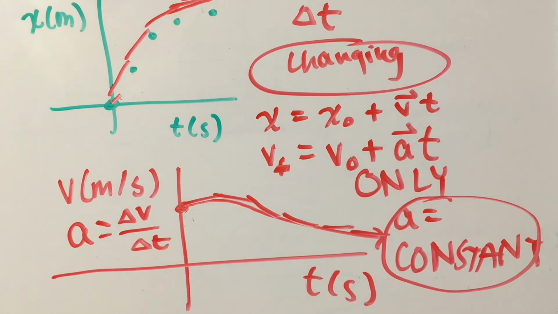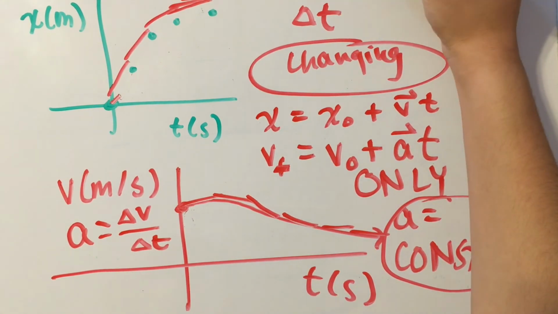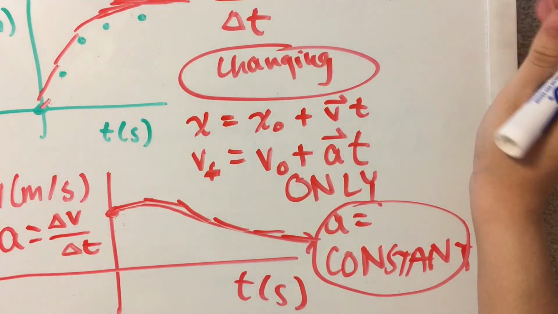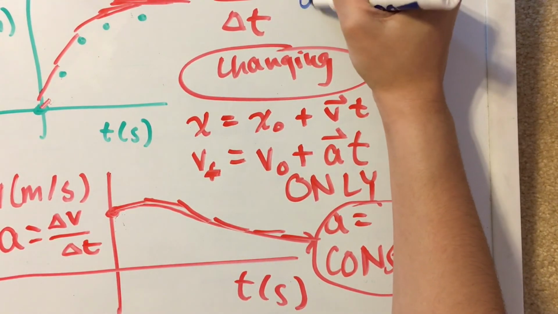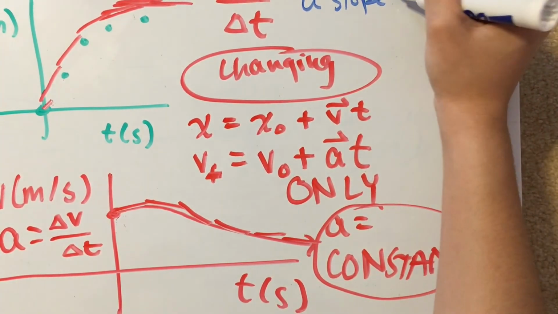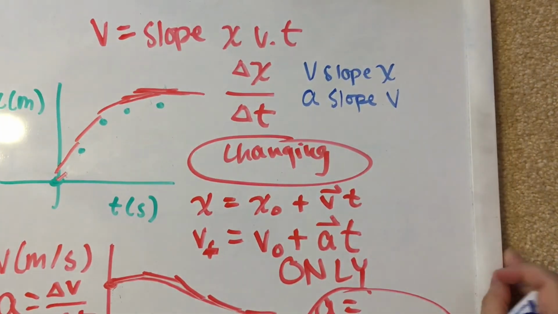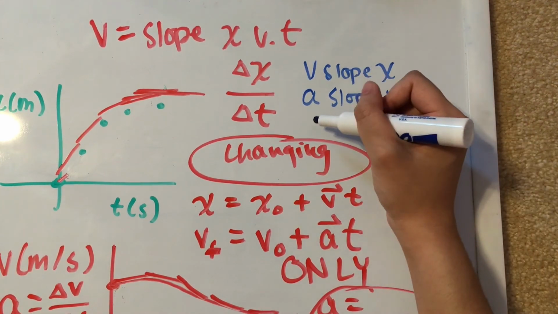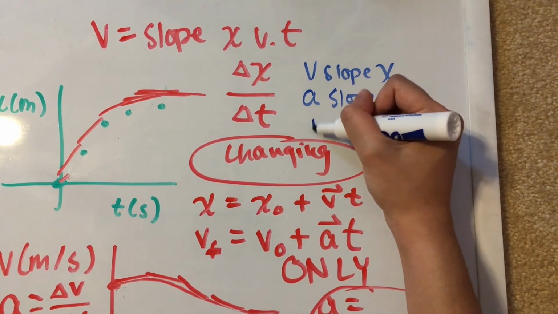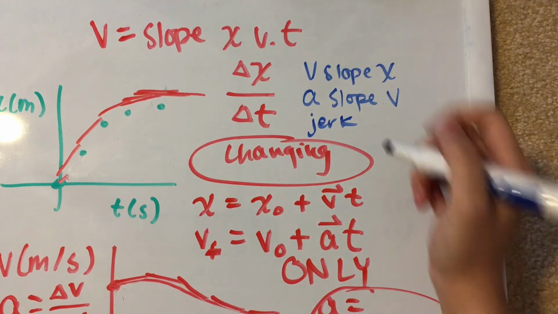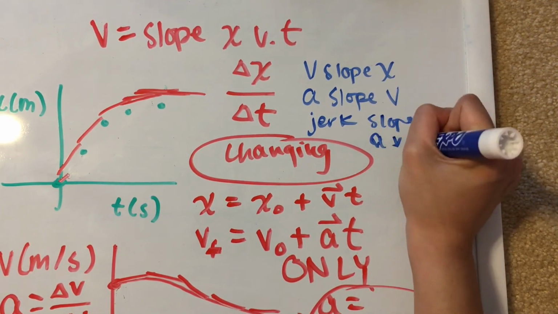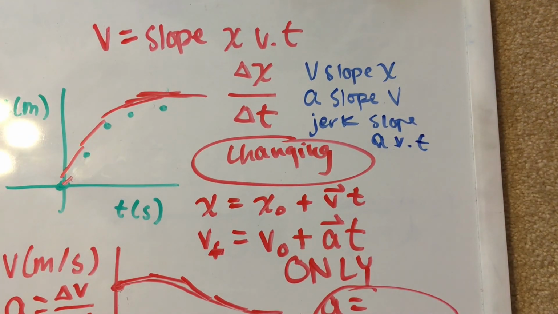Now you'll also see that velocity is the slope of a position versus time graph, while acceleration is the slope of a velocity versus time graph. But what's the slope of acceleration versus time? Well, that's something called jerk. So jerk is the slope of acceleration versus time. But that's not tested on the AP exam, so you don't have to worry about it for now.